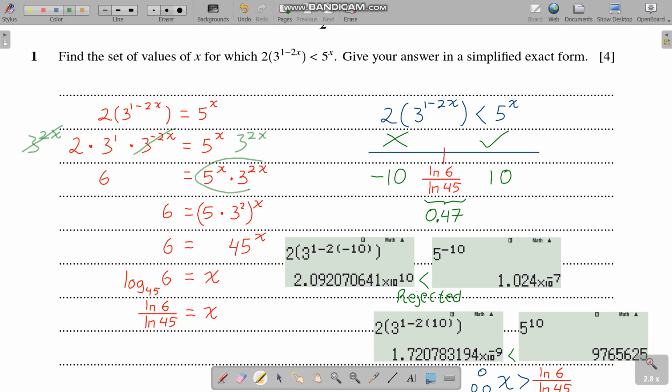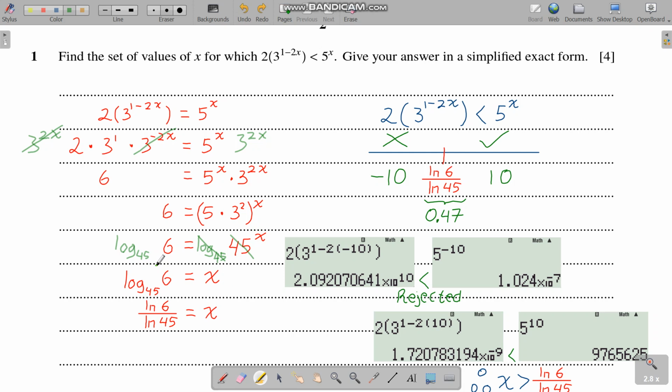And here we can combine the bases. 5 times 3 to the power of 2, which is 45. And then we can do log base 45 on both sides, because on the right, log base 45 of 45 cancels out. We have only this power x. So this is the final answer.